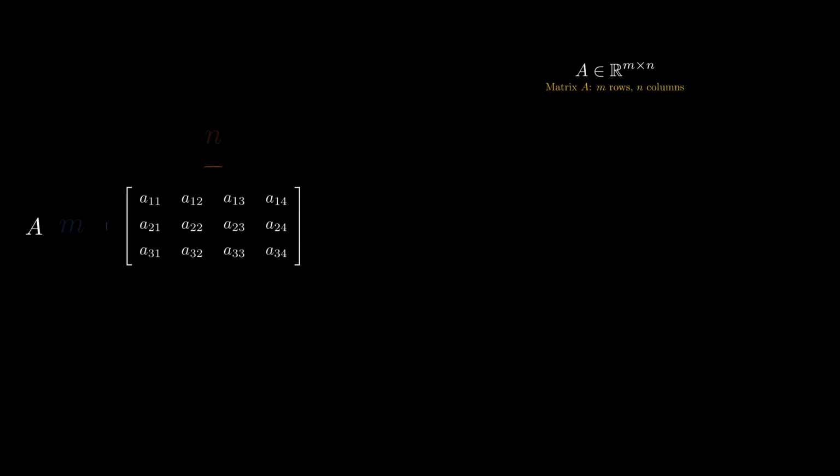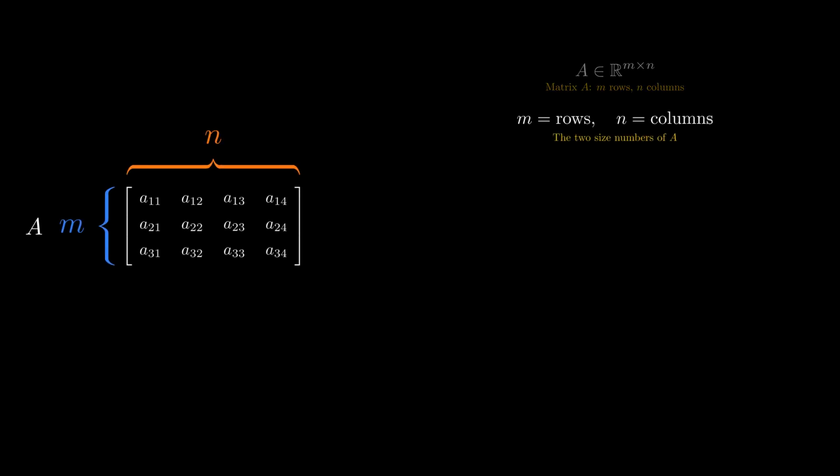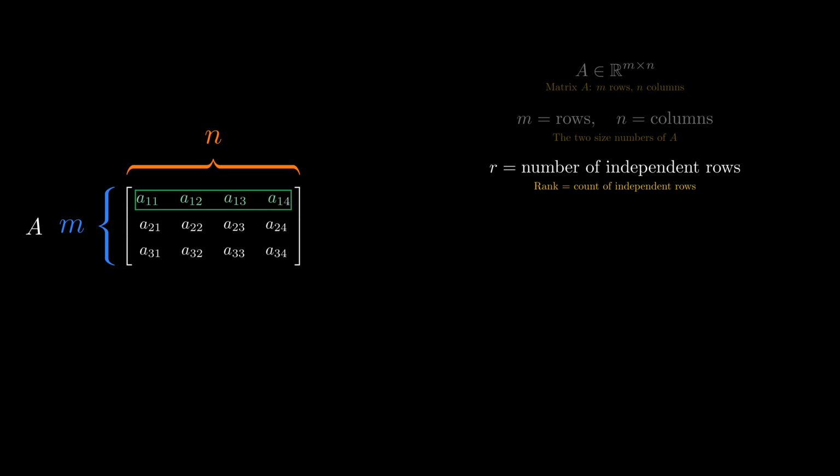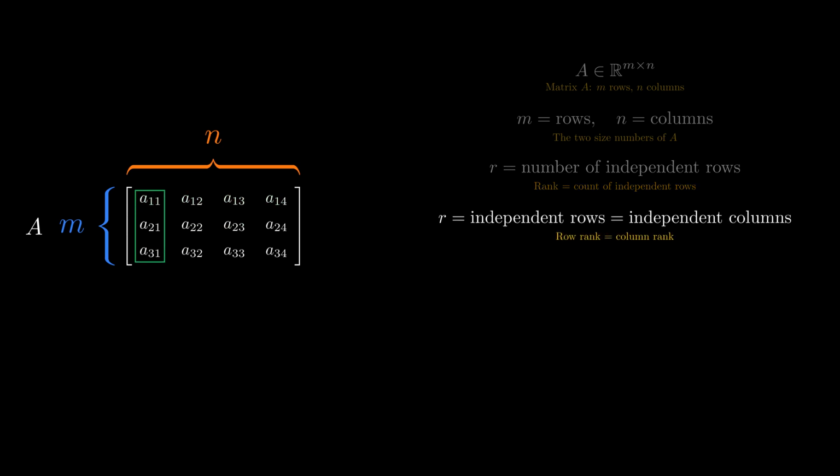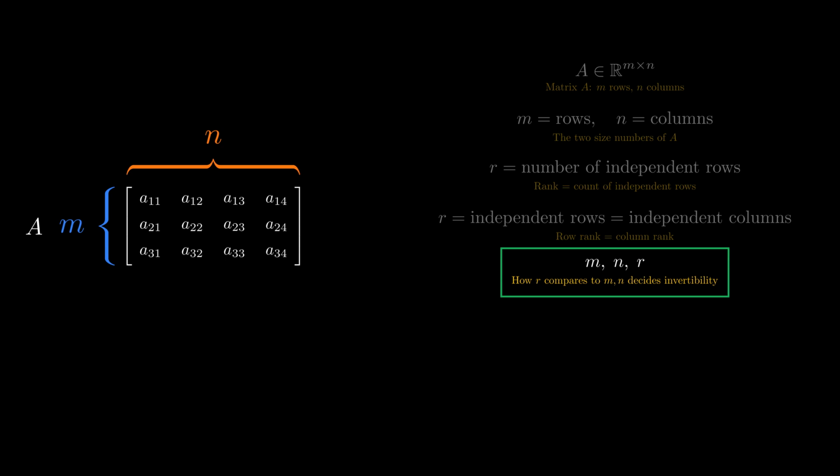Every matrix, capital A, has m rows and n columns. Its rank, written as r, counts the number of independent rows, which always equals the number of independent columns. These three numbers, m, n, and r, decide everything. The whole story comes down to how r compares against m and n.